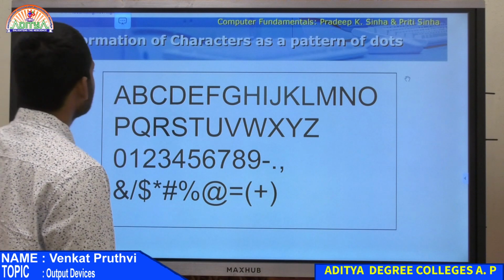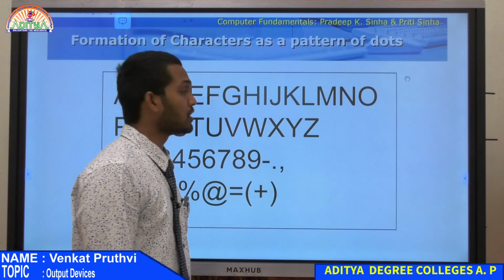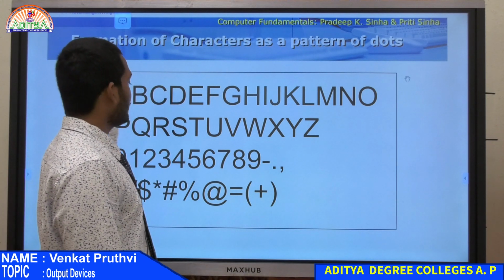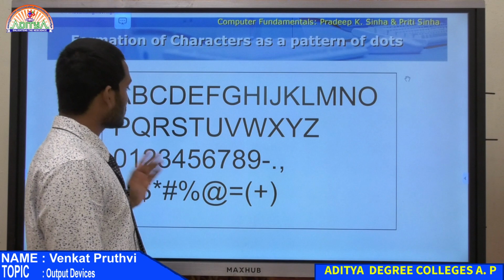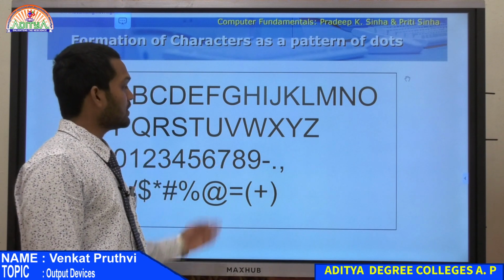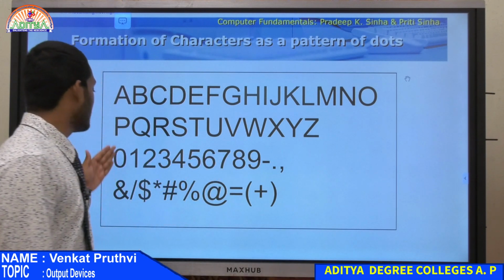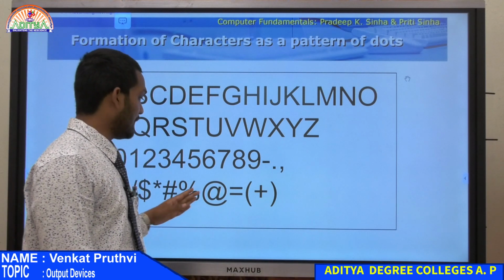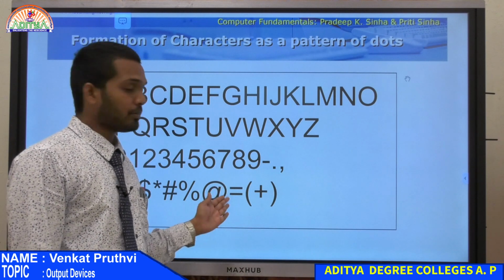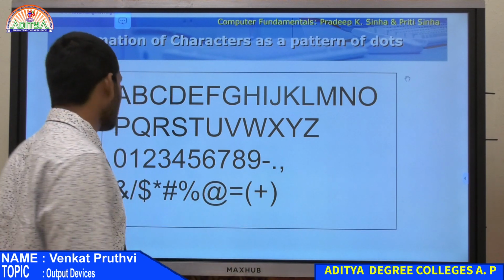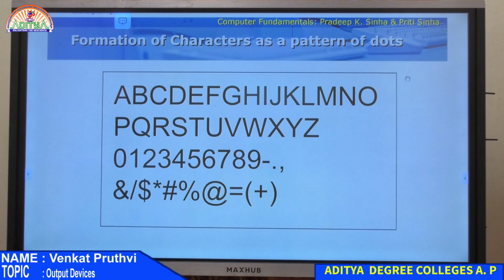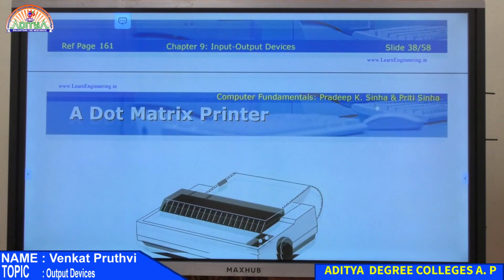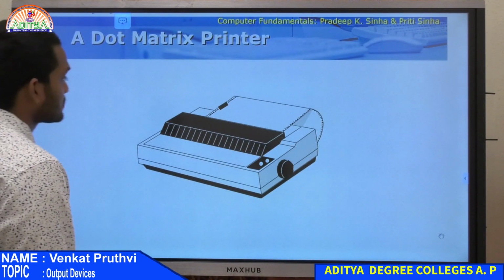And then let us see the formation of characters as pattern of dots. What are the formation of characters? You all know the alphabetical order, that is A to Z and 0 to 9, and then you have the hyphen, dot, comma, ampersand, forward slash, dollar, asterisk, hash, percentage, at the rate, equal to, open bracket, plus and a closing bracket. These are the characters as a pattern of dots. And then this is how your dot matrix printer generally looks like.